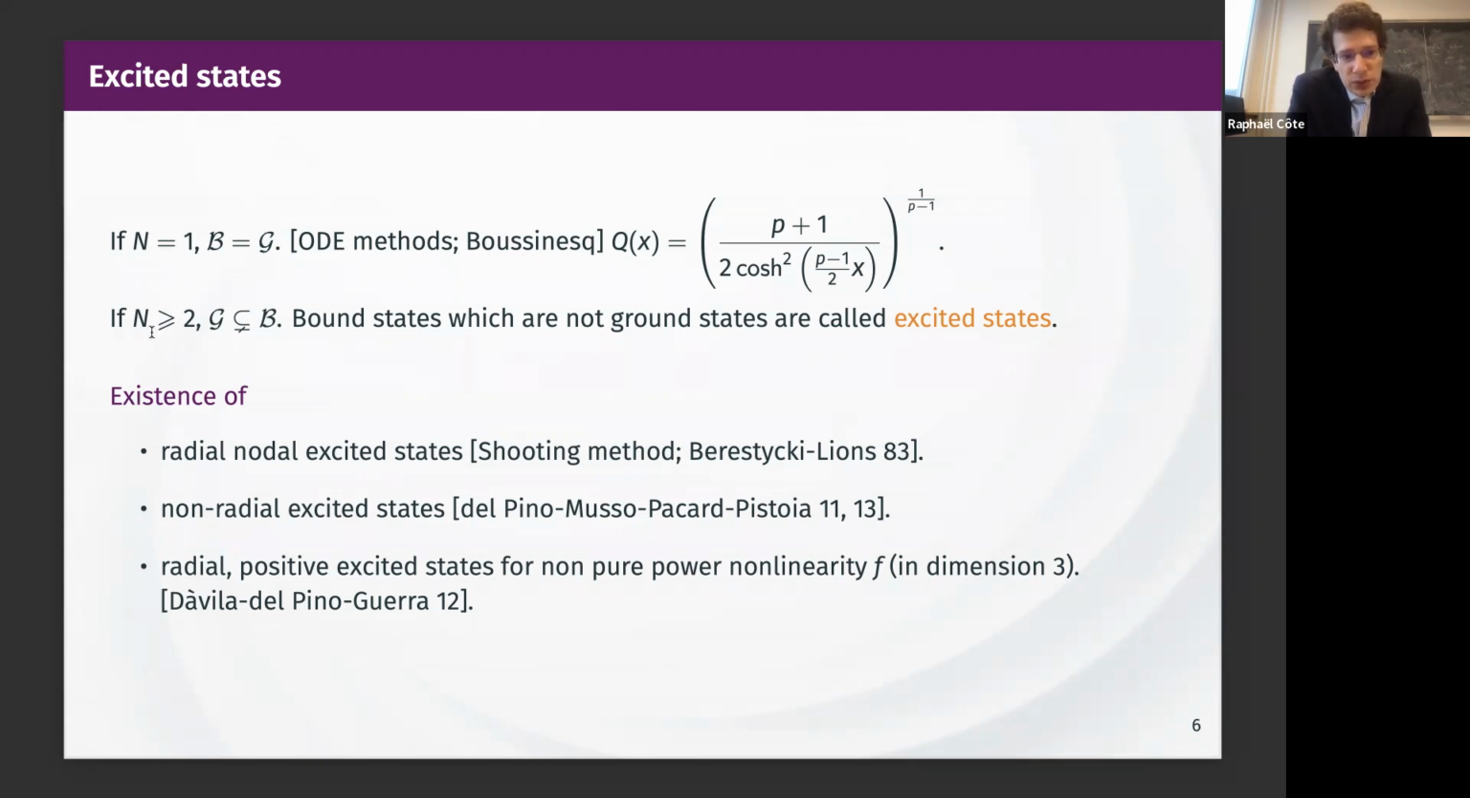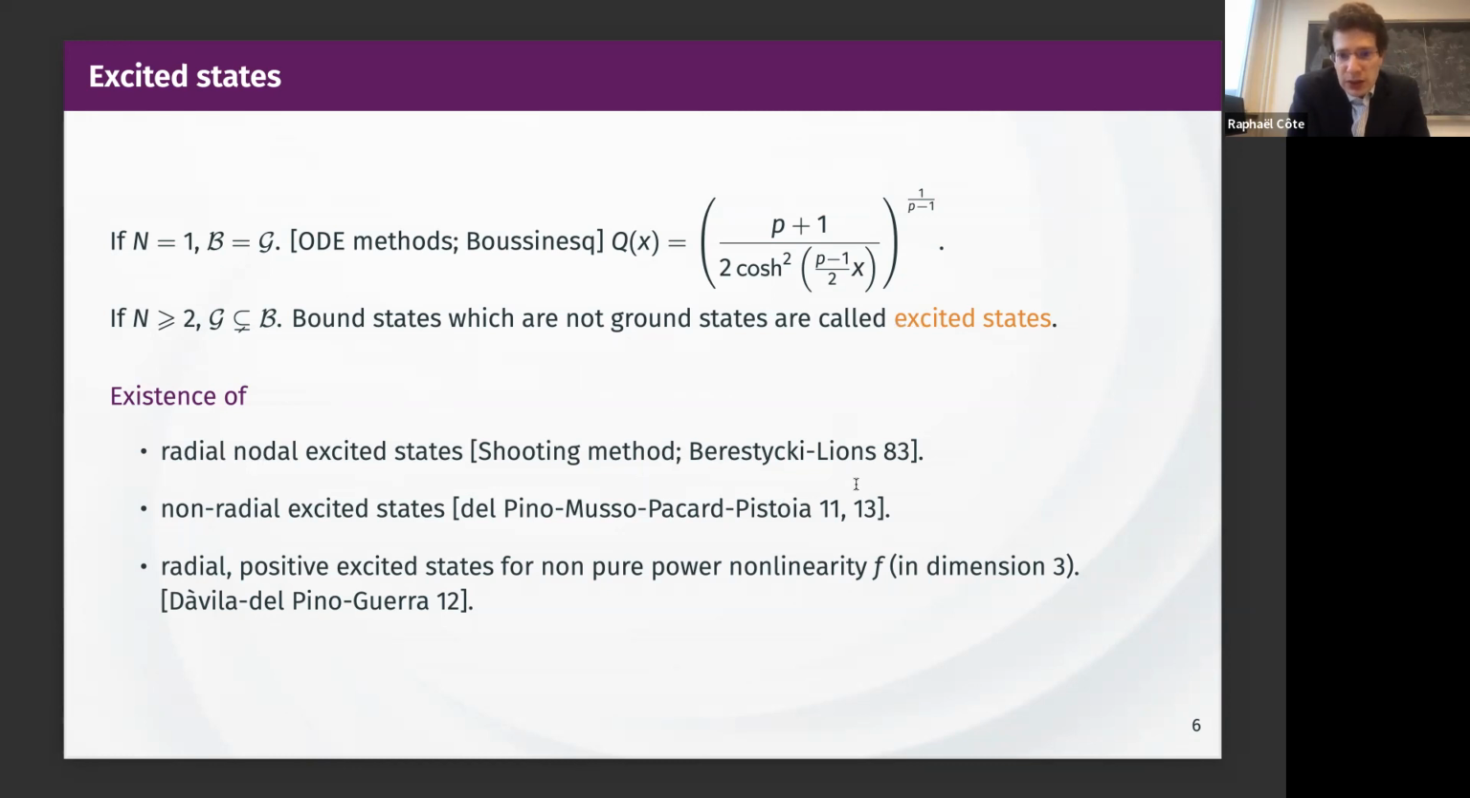In dimension greater or equal to 2, actually, you have a lot of bound states. So ground states are always a strict subset of bound states. And I will talk a bit about bound states which are not ground states, that is, excited states. There were many papers, as I mentioned, that construct excited states. So you can build radial excited states that change sign.